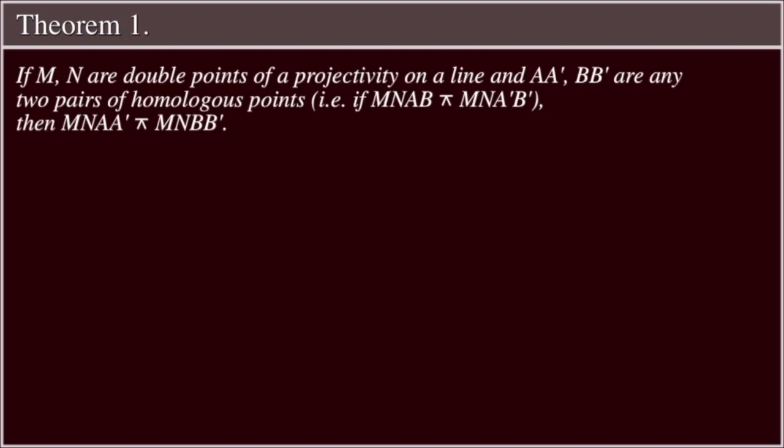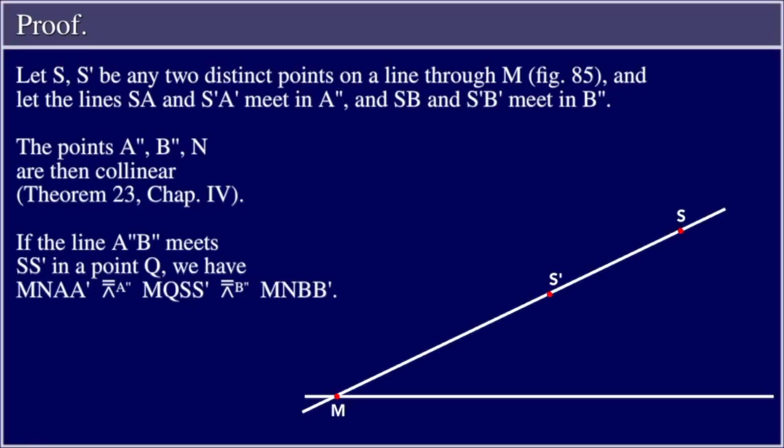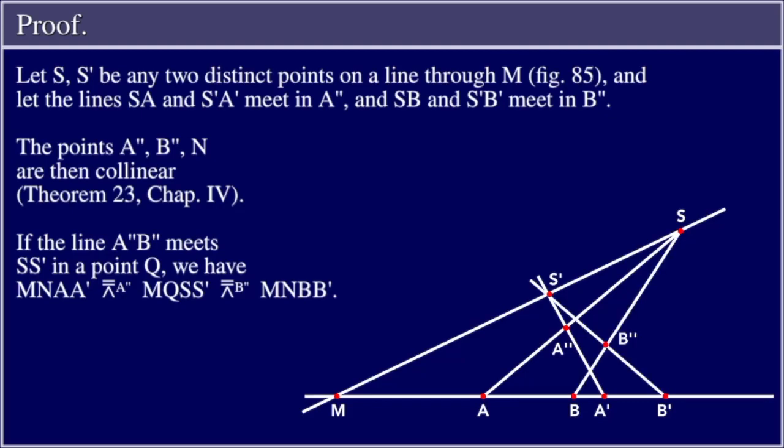Theorem 1. If M, N are double points of a projectivity on a line, and AA', BB' are any two pairs of homologous points, i.e. if MNAB is projective with MNA'B', then MNAA' is projective with MNBB'. Proof: let S, S' be any two distinct points on a line through M, figure 85, and let the lines SA and S'A' meet in A'', and SB and S'B' meet in B''. The points A'', B'', N are then collinear.